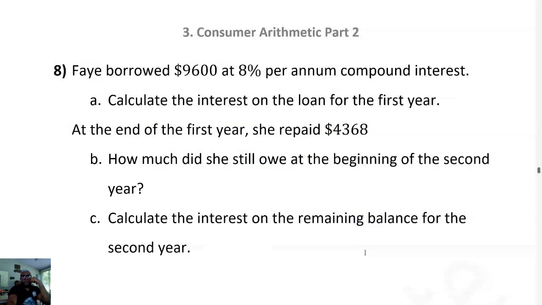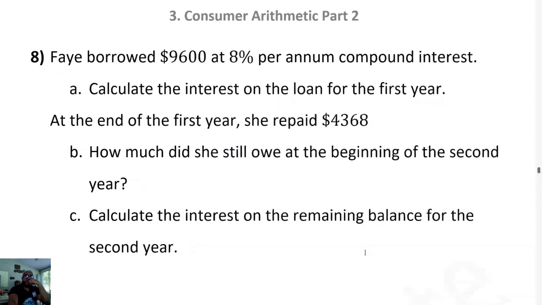So Faye borrowed $9,600 at 8% per annum compound interest. Let me ask some questions. What is my principal here? 9,600, right? What is my rate? So we know those two things, right? So let's go. Calculate the interest on the loan for the first year.